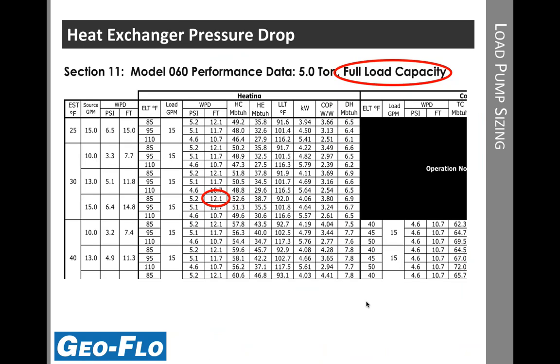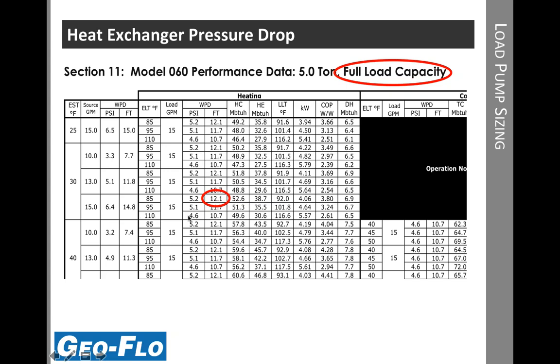First thing we need to do, though, is get the pressure drop of the heat exchanger on the load side of the heat pump. And I've circled full load capacity. This is a two-stage water-to-water heat pump. It's a 5-ton Intertech model. And in this case, you can see here at our temperature of 85 degrees on the load side, this is the side that connects to the buffer tank, we have a pressure drop of about 12.1 feet at 15 gallons per minute. Now there are other temperatures we could use, but we want to look at the worst case scenario.